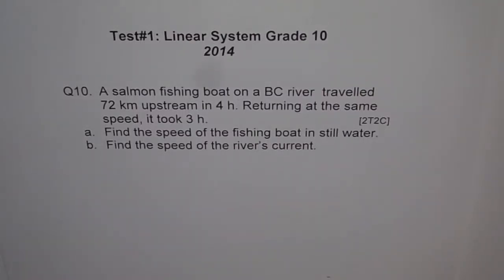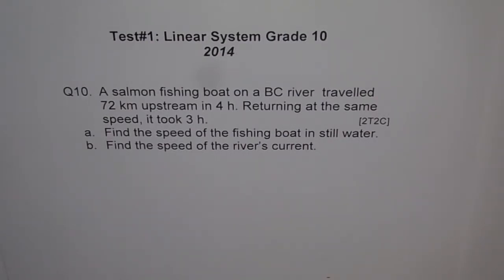Question 10. A salmon fishing boat on a BC river traveled 72 kilometers upstream in 4 hours. Returning at the same speed, it took 3 hours. Find the speed of the fishing boat in still water. Find the speed of the river's current.